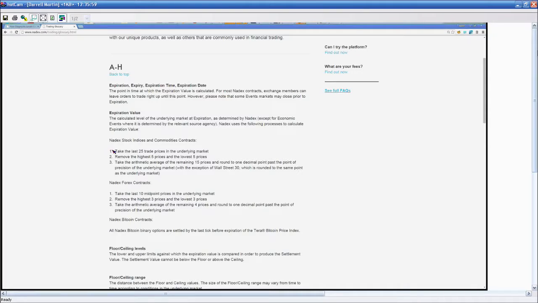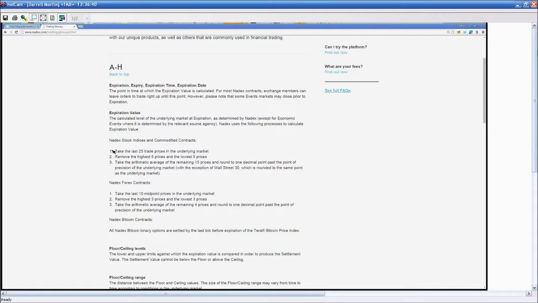So the last 25 trades that took place, and they take the 5 highest prices that were traded out of the last 25 trades, and the 5 lowest prices. They take them out of the equation. They then take the average of the remaining 15 prices and round it to 1 decimal point past the tick size of the underlying market. The only exception is the Dow, which is in whole numbers, where they round it to the same point as the underlying market.